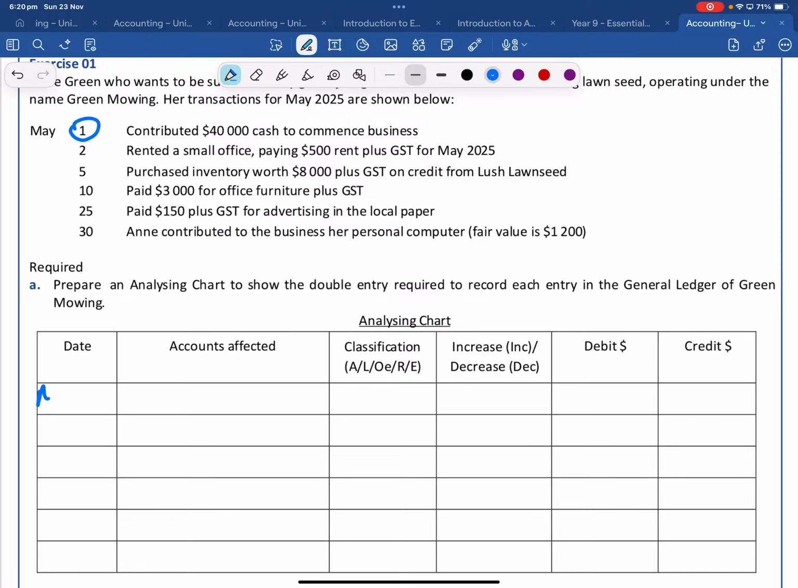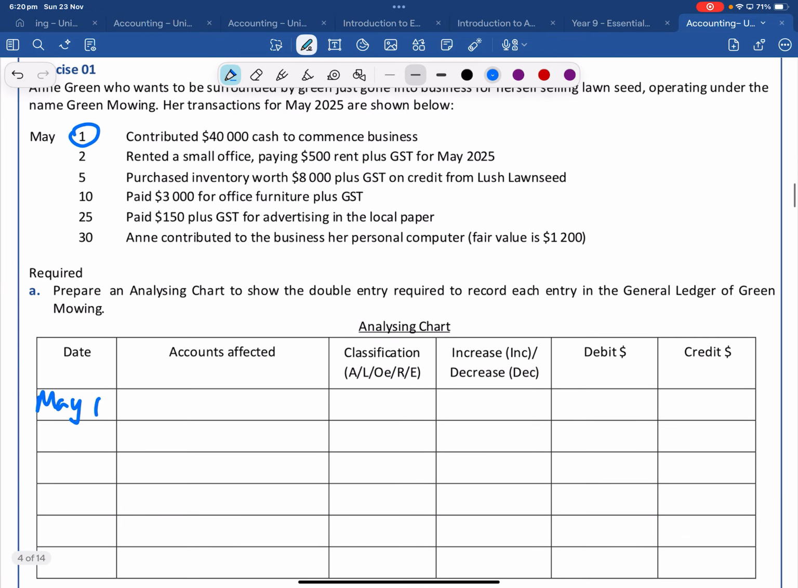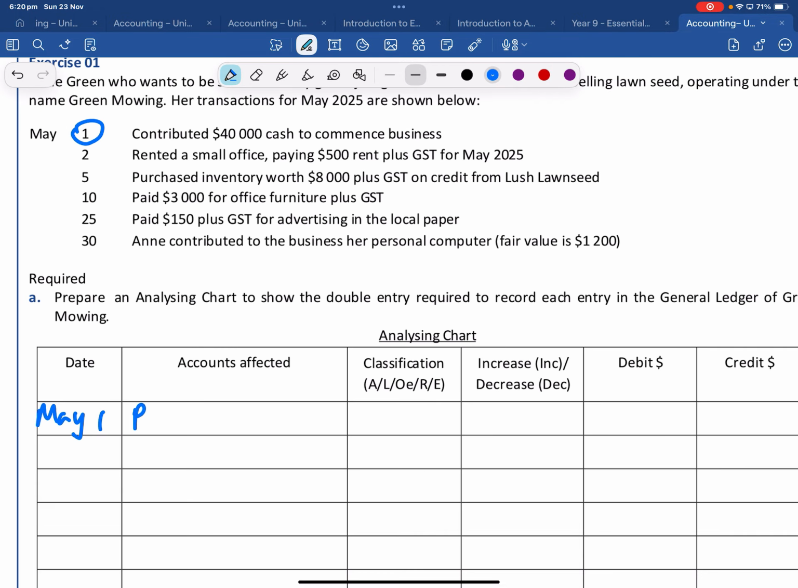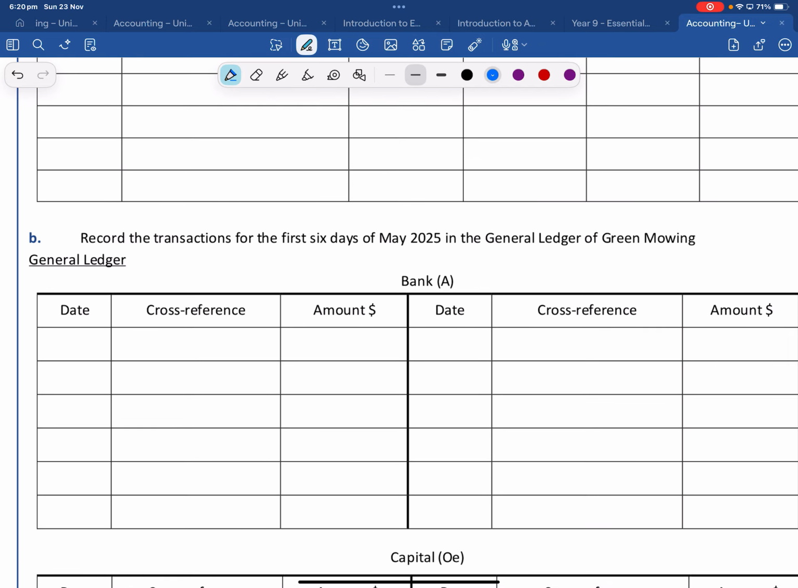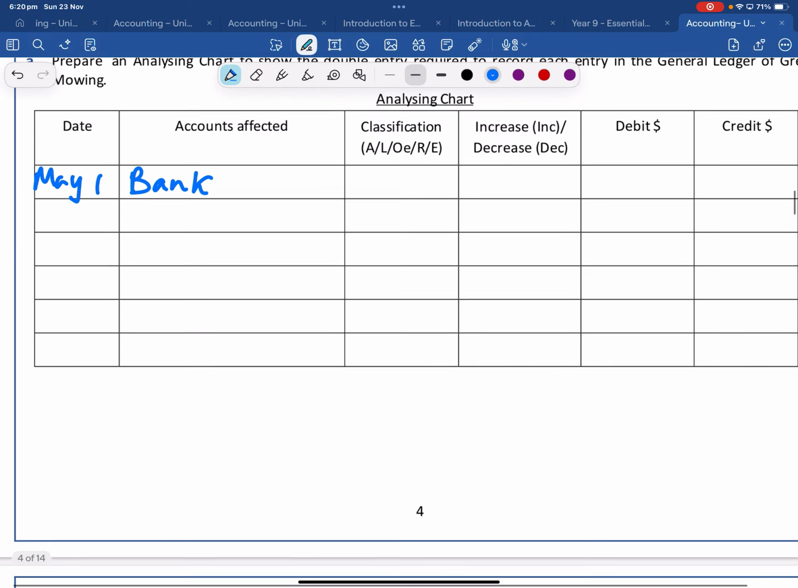Firstly, May 1st, the account affected. Cash at bank, or otherwise I have given it as bank, so we'll call it bank. In the exam, guys, you have to follow this exact same title given by the question. We can't change it. If it has been given as bank, you have to say bank. If it has been given as cash at bank, you can't change it to bank. You have to write cash at bank. Otherwise, the examiner can mark it wrong. The examiner will say it's a different ledger account. So be careful.